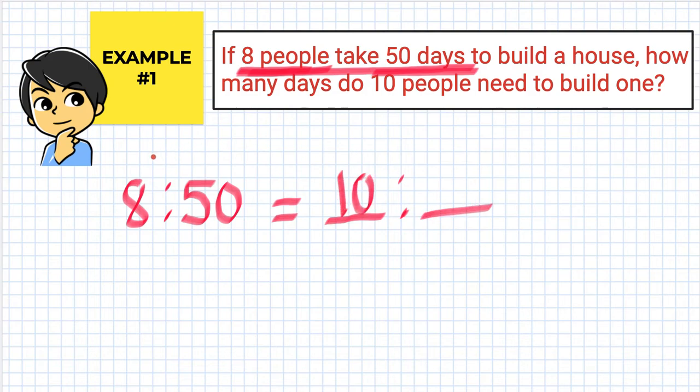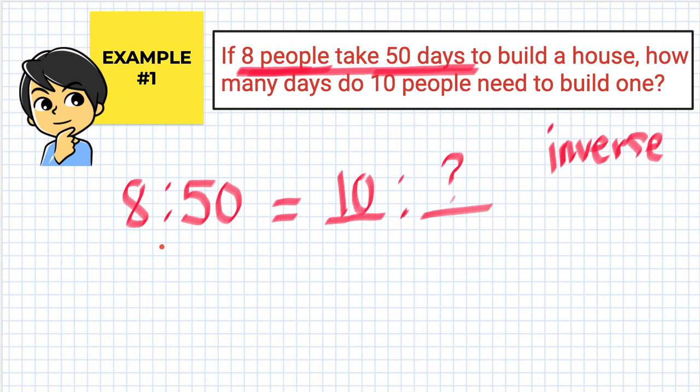Why? Because we say 8 people, 50 days. So we should also say people, days. Then the question here is, how many days do 10 people need to build a house? Okay, since this is inverse, do not forget there is another way to solve the problem. Students and viewers, you should really analyze the problem carefully. I am saying that this is inverse simply because if the number of people increases, the number of days decreases.